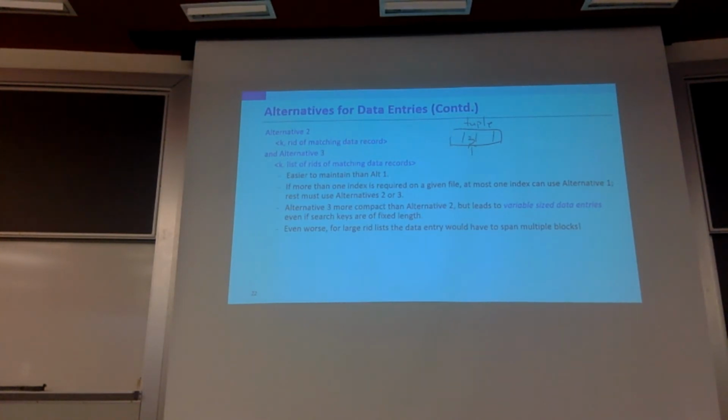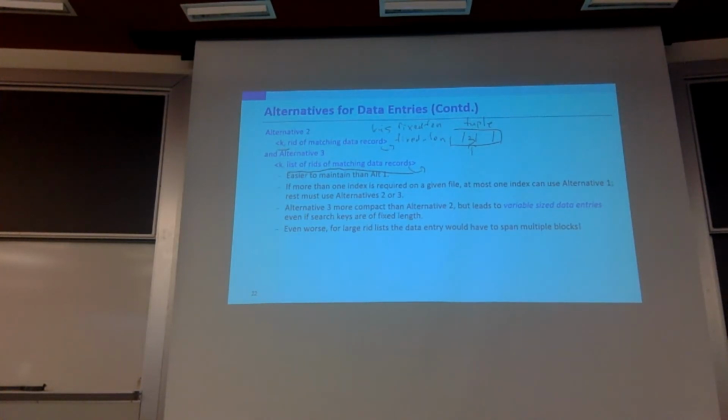With alternative 2, one good thing is fixed length. If your key is fixed length, then the data entry is fixed length. But for alternative 3, even if your key is fixed length, the entire data entry won't be fixed length, because you can have a list of things, and different lists can have different lengths. So in alternative 3, you're guaranteed to have variable length data entries, but in alternative 2, you still have a chance to have fixed length entries. That's why sometimes we prefer 2 over 3, because fixed length entries are easier to handle in a database.